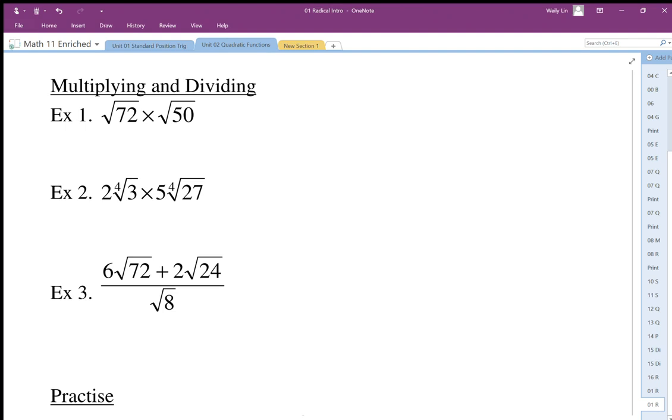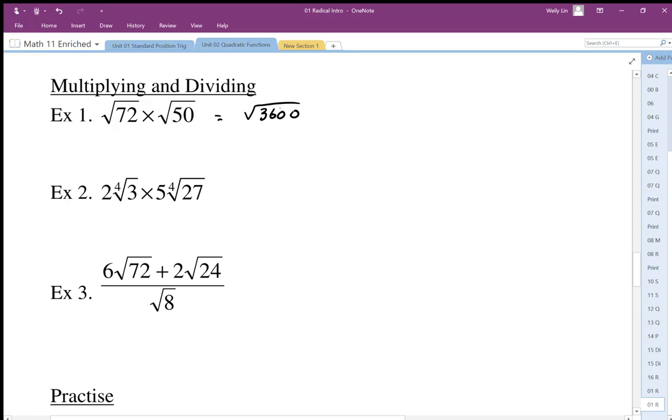So for multiplying and dividing, it's a little bit easier. If we have mixed radicals, we do numbers with numbers, radicals with radicals. So in this case, we can just multiply these together. 72 times 5, what's that going to be? 3,600. Okay, so 72 times 5 is 360, and then add the extra 0 there.